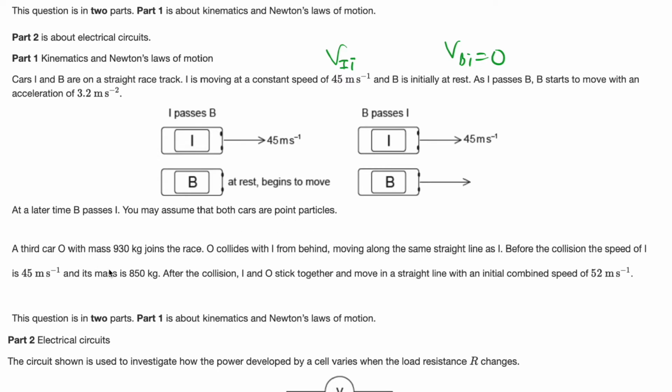A third car O, with a mass of 930 kilograms, joined the race. O collides with I from behind, moving along the same straight line as I. Before the collision, the speed of I is 45 meters per second, and its mass is 850 kilograms. After the collision, I and O stick together and move in a straight line with an initial combined speed of 42 meters per second. So this is the mass of car I. This is a speed.